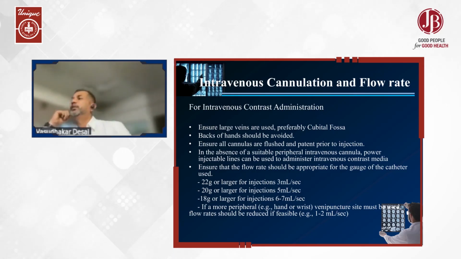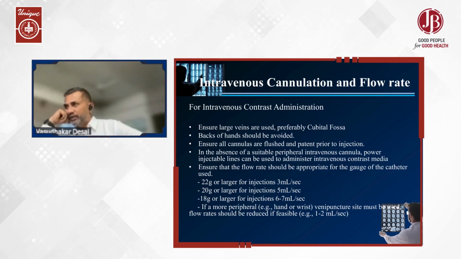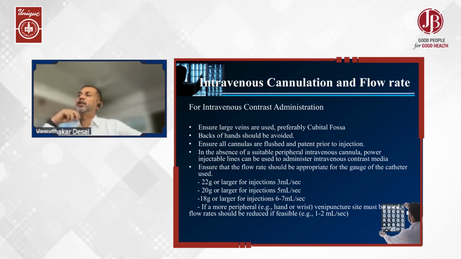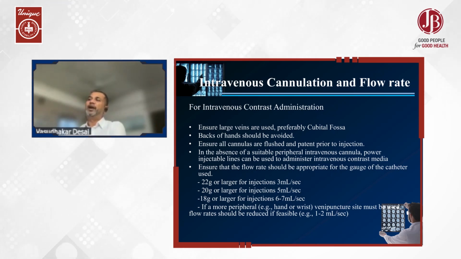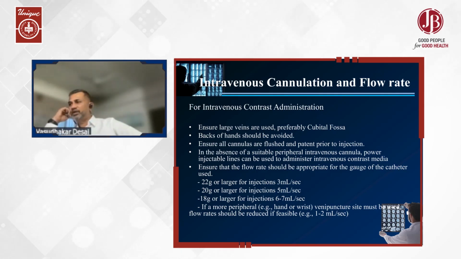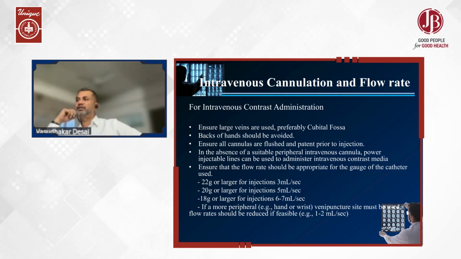Okay, now we come to the flow rate and cannulation. For IV contrast administration, we ensure that large veins are used, preferably the cubital fossa, antecubital fossa, large veins. The back of the hands and foot should be avoided because extravasation can happen. Ensure that all cannulas are flushed and patent prior to injection. It should be clean, and no particles should be seen.